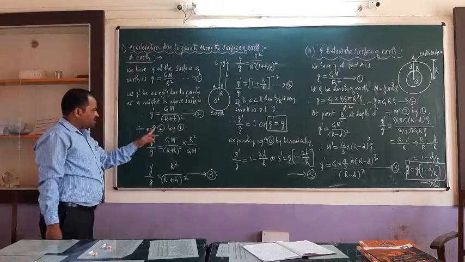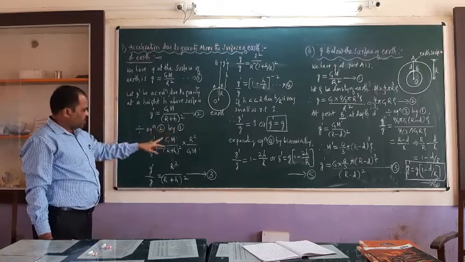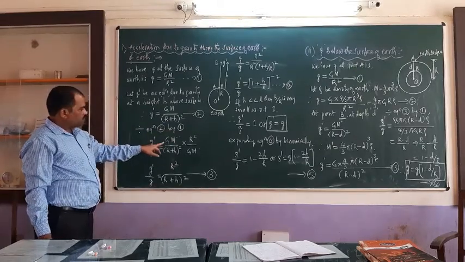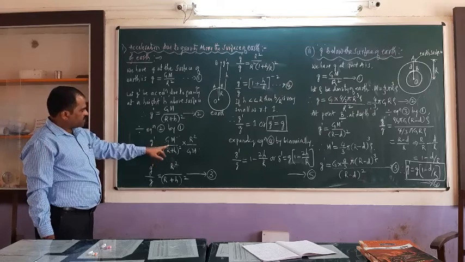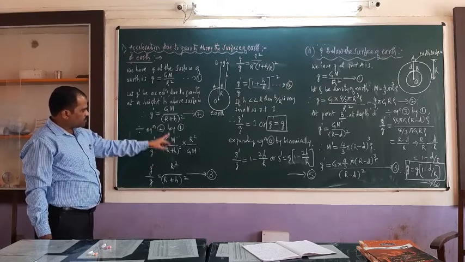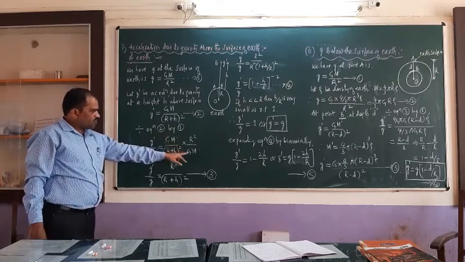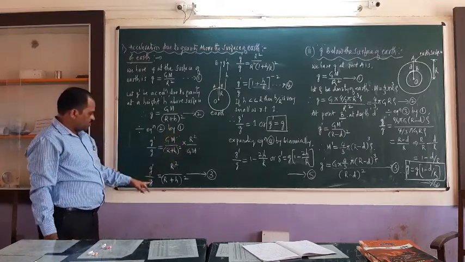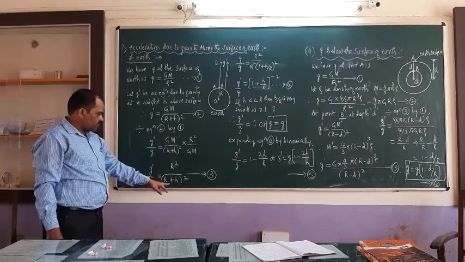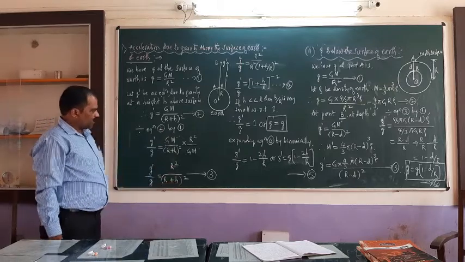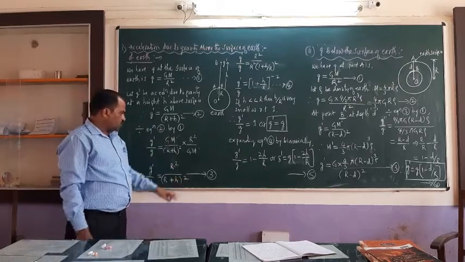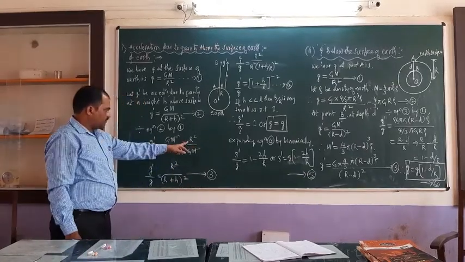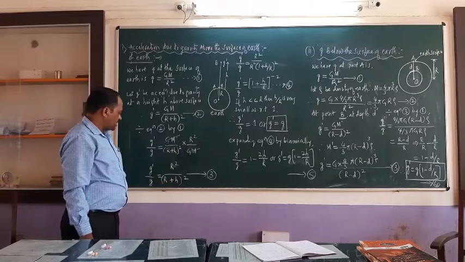Now dividing equation 2 by equation 1, we have g dash divided by g is equal to GM divided by R plus h whole square, into R square divided by GM. So GM gets cancelled. We have g dash by g is equal to R square divided by R plus h whole square. Let it be equation number 3. So here GM gets cancelled, and we are left with R square divided by R plus h whole square.